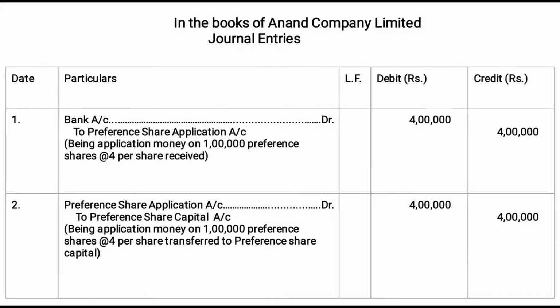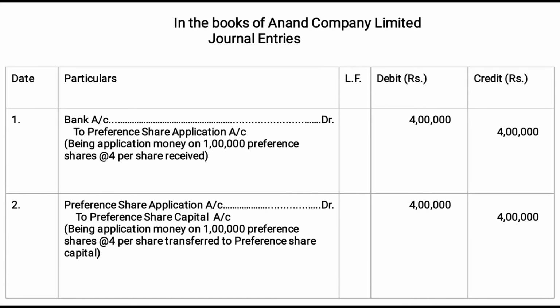See here, your first entry will come bank account debit to preference share application account. In the question, preference share is given, so we have to write here preference share application account. So your entry will be bank account debit to preference share application account, debit rupees 4 lakh, credit rupees 4 lakh. Narration will come being application money on 1 lakh preference share at rupees 4 per share received. It is your receipt entry.